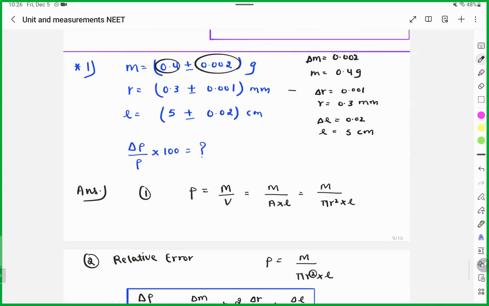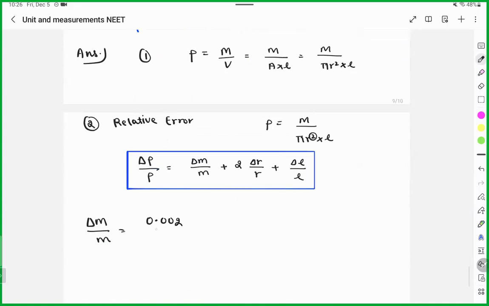0.002. What is the mass given? In gram, 0.4. What will be the value? 2 by 1000 and 4 by 10. This 10 cancels. 2 by 4 will be what? If you multiply this with 100, it is 1 by 200. 200. If you multiply with the 100, it cancels, 0.5%. Same thing we calculated before.